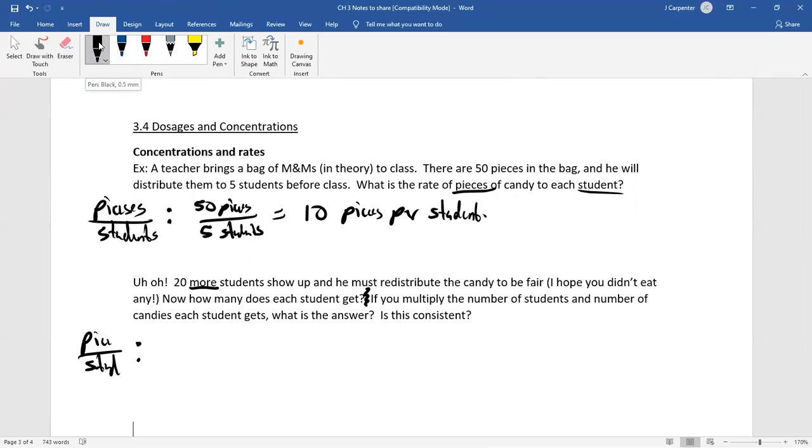All right, so now we have 20 more in addition to the 5 we originally had. So it's 25 students, excuse me. So it's 50 pieces to be distributed over 25 students. 50 divided by 25 being 2. So now it's 2 pieces per student.